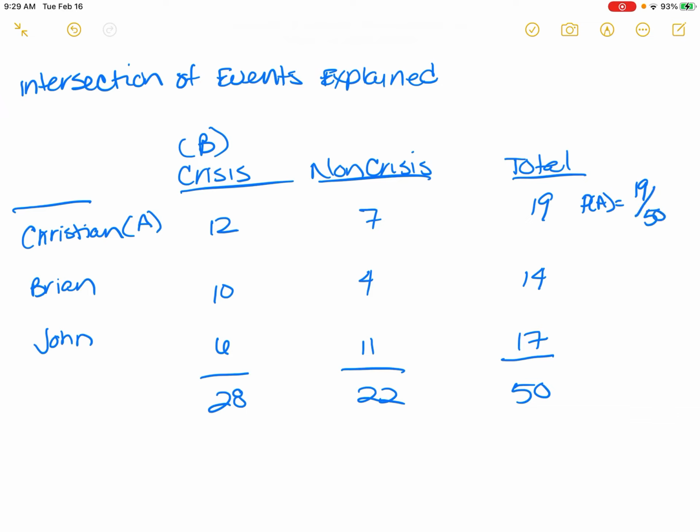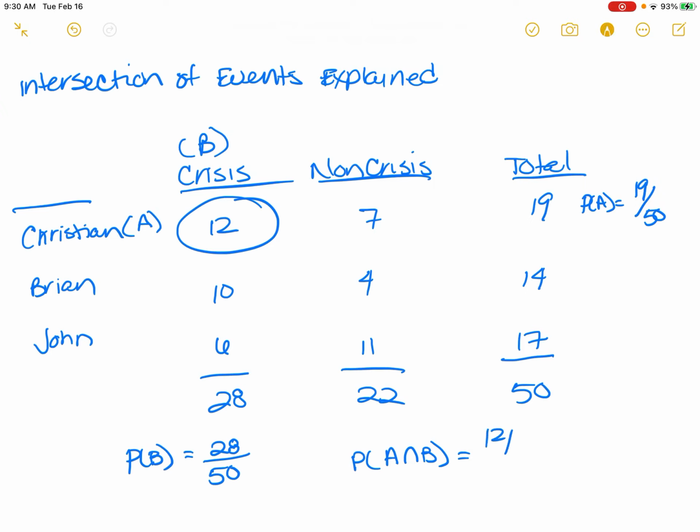And then the probability of B, I'll write that over here. The probability of B would be a crisis phone call, and that is 28 out of the 50 phone calls. It's a crisis phone call. So the probability of it being both A and B, a phone call from Christian and a crisis phone call, is the intersection of here. And that would be 12 out of the 50 phone calls.